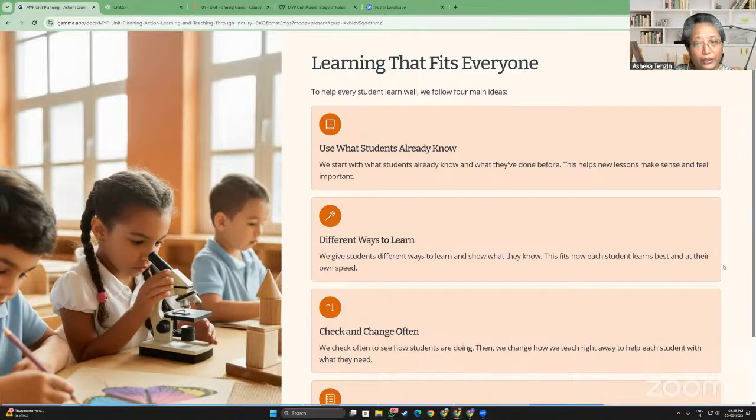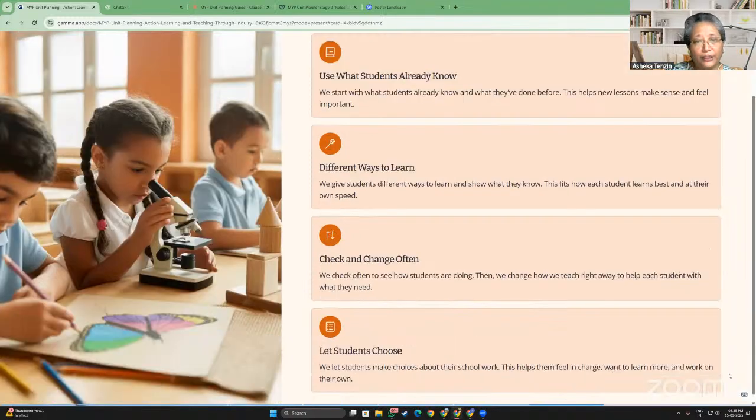This fits how each student learns best and at their own speed. Check and change often. We check often to see how students are doing. Then we change how we teach right away to help each student with what they need. So, adapting your lessons. When you do formative assessments, only then will you come to know what to change and what to check.